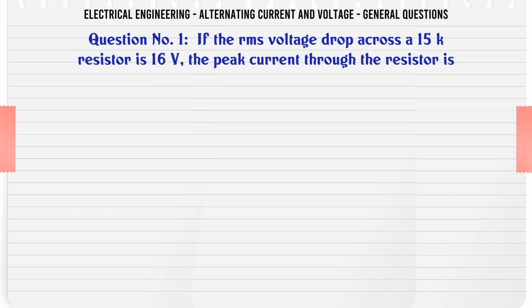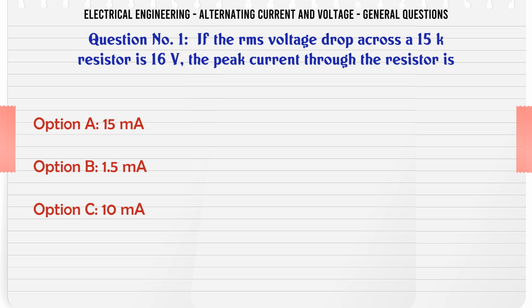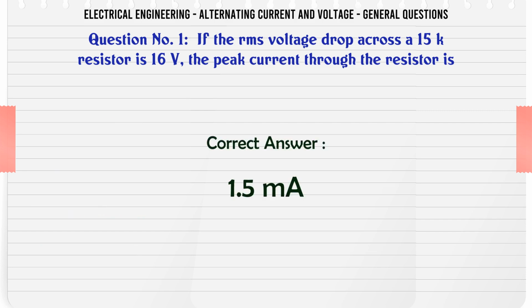If the RMS voltage drop across a 15K resistor is 16 V, the peak current through the resistor is A, 15 mA, B, 1.5 mA, C, 10 mA, D, 1 mA. The correct answer is 1.5 mA.